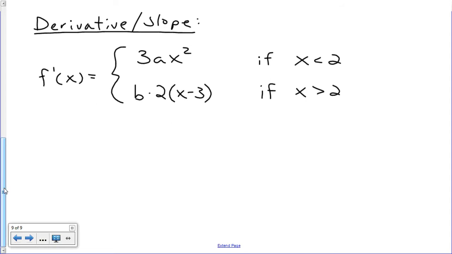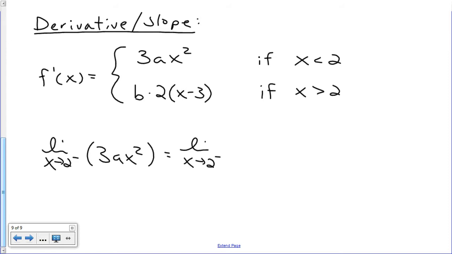All right. Now, we have to do the same thing that we did up above for continuity, but we have to do this now on the derivative. So in other words, I've got to take the limit as x goes to 2 from the left side, which is going to be the 3ax squared, and I've got to force it to be equal to the limit as x goes to 2 from the right side of, I'm going to write it as 2b times x minus 3. I could write it as b2, I guess, but usually we put that constant out front.